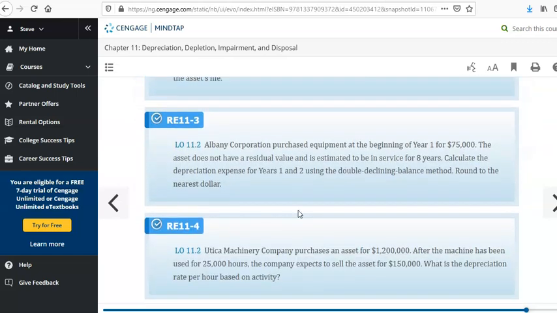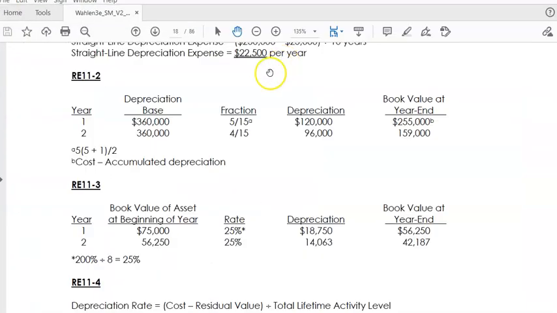The next one is 11-3, and this is Albany Company. They bought equipment at the beginning of year 1 for $75. The asset does not have residual value, and is estimated to have a life of 8 years. Calculate the depreciation expense for years 1 and 2 using double declining balance. This is 11-3, and the answer is right here.